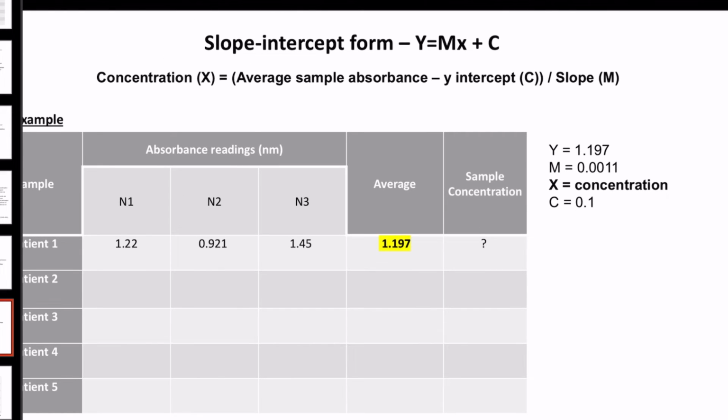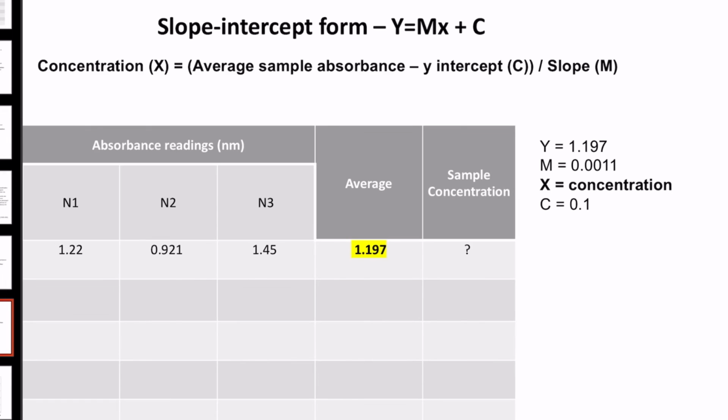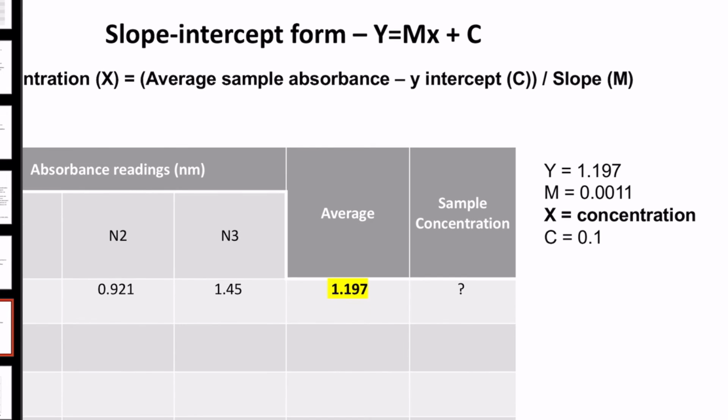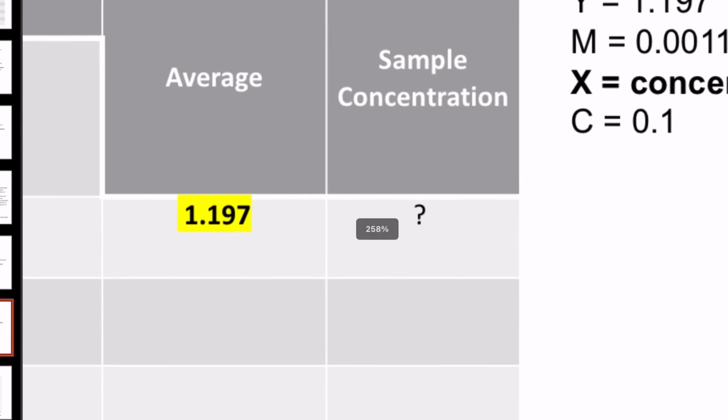From this you can work out the concentration by rearranging the equation as concentration equals average absorption minus the y-intercept divided by the slope. So in this case it will be x equals 1.197 minus 0.1 divided by 0.0011. So in this example, the concentration would be 997.27.